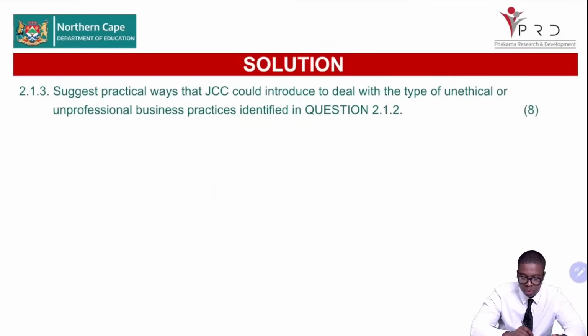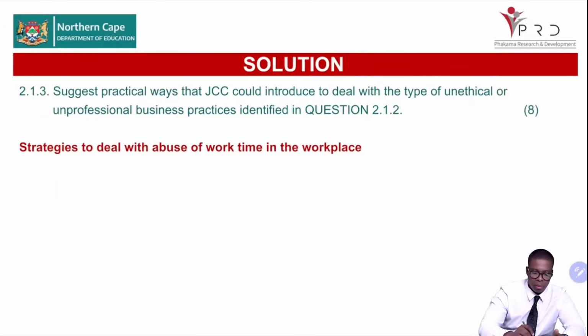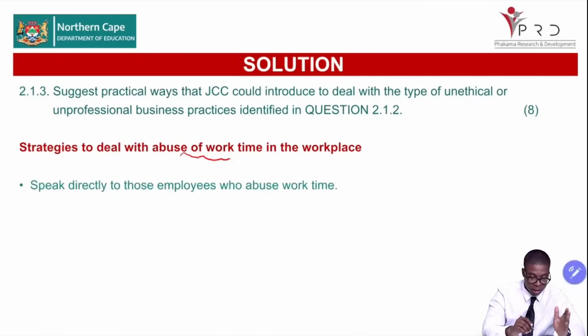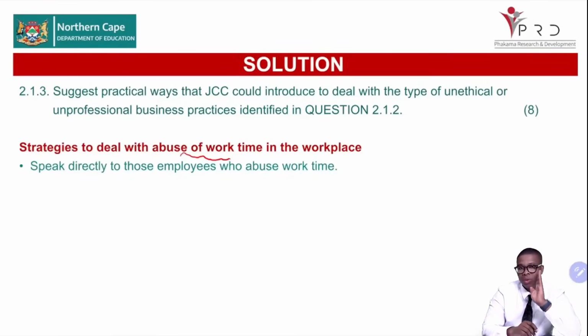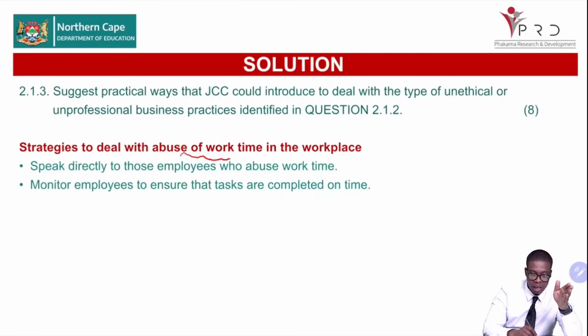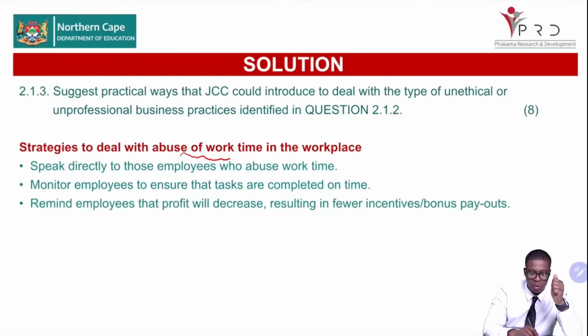Suggesting practical ways to introduce in terms of dealing with the second type of unprofessional conduct, which is abuse of work time. How can the business deal with employees who are abusing work time? Number 1, the business will have to speak directly to those employees who are abusing work time. They need to monitor employees to ensure that tasks are completed on time. Then another one is to remind employees that profit will decrease, resulting in fewer incentives or bonus payouts.